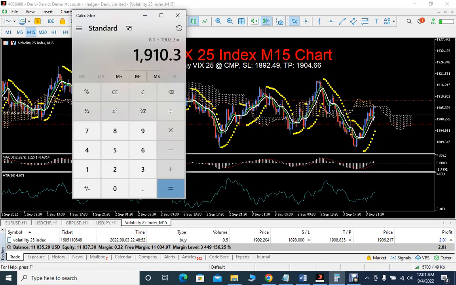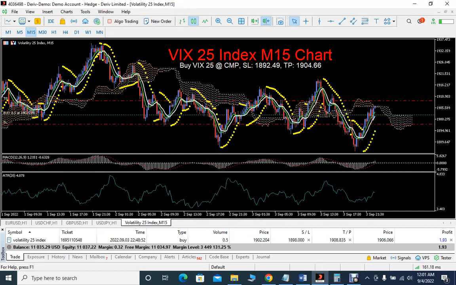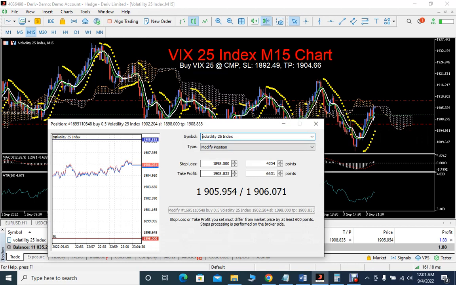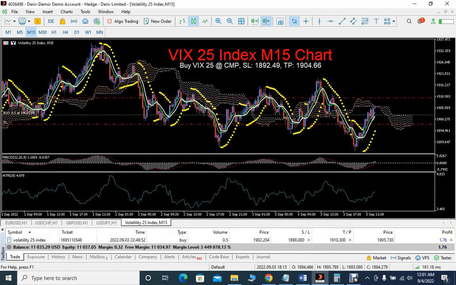So your take profit should be at 1910.3. This is where your take profit should be to give you a risk to reward ratio of 2:1. Your stop loss is $2.10, while your take profit is $4.05.